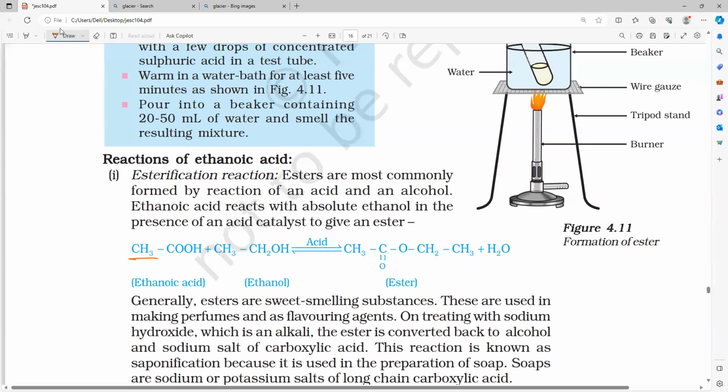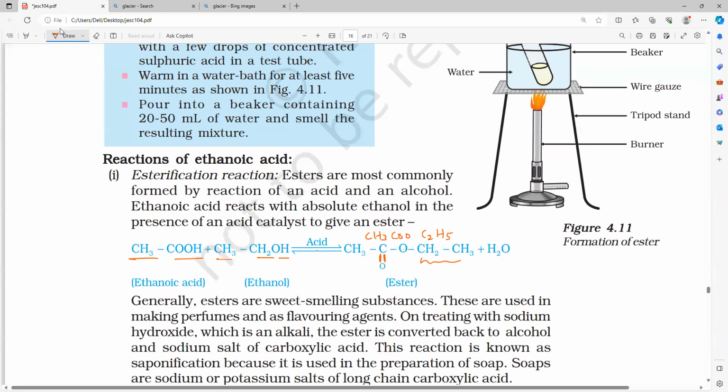So CH3COOH reacts with CH3CH2OH. It is a reversible reaction, indicated by the double arrow. You can notice the reversible reaction. So we'll get CH3COOC2H5. Now here, it is not a single bond, it is a double bond. That was a typing mistake. C double bond O, single bond O, CH2, CH3. This CH2CH3 we can call C2H5. And CH3COO.